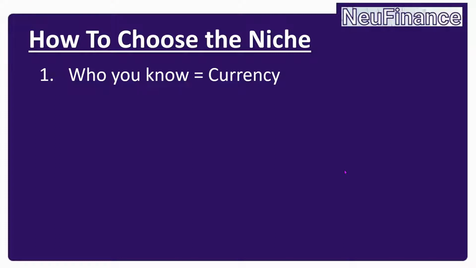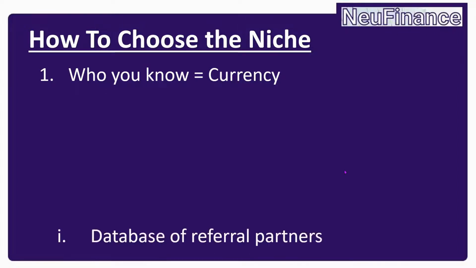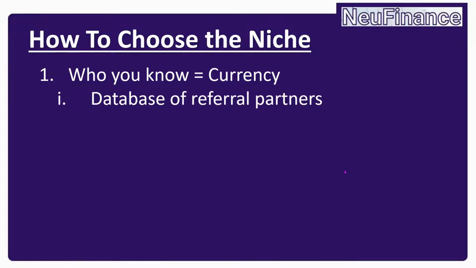So who you know is ultimately currency. You've heard the phrase too: it's not about what you know, it's about who you know. That's what we're trying to consider here. How can I get into the business as quickly as possible? So who do I know? Do I have a database of referral partners who are going to help me get business in this niche, whether it's fix and flip or the commercial side? Do I have a database of referral partners, or do I have a database of borrowers? Do I know any borrowers that are perfect for the commercial programs or perfect for the flip program or the perm program?